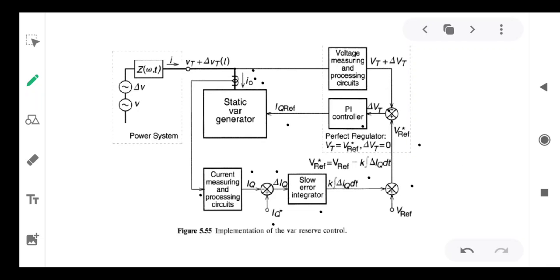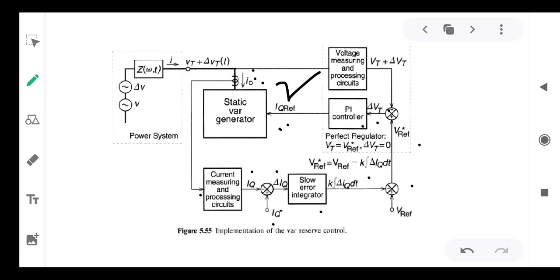Now coming to the control circuit, initially there is an error delta Vt which will pass through the PI controller as a voltage regulator, and the IQ reference will change, which is equal to IC1. This IC1 will change the compensator output and operate the SVG at point 2. This is at point 2.